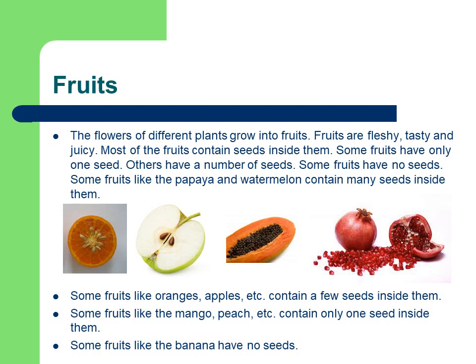Some fruits like oranges, apples, etc. contain a few seeds inside them. Some fruits like mango, peach, etc. contain only one seed inside them. Some fruits like banana have no seeds.